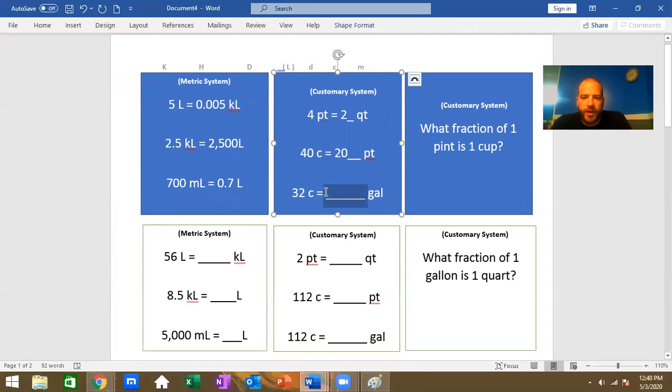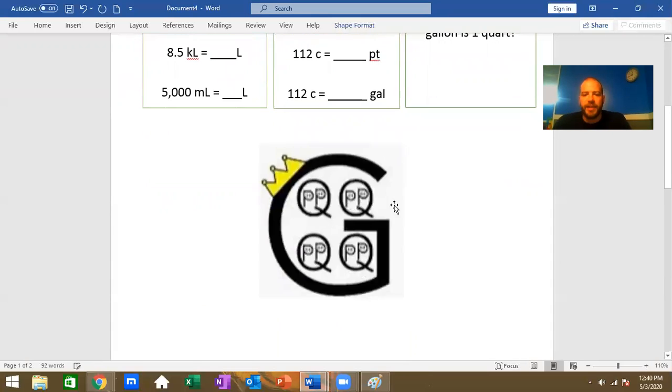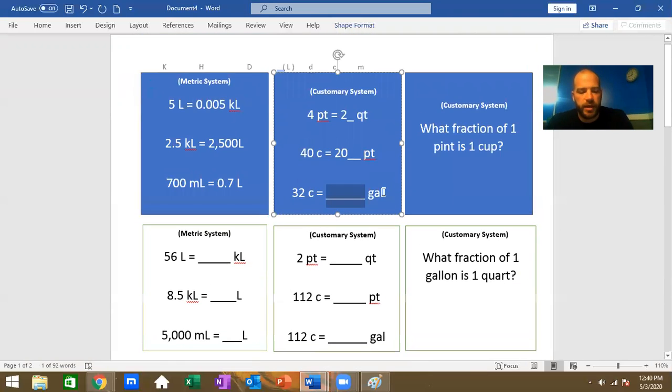And then 32 cups is how many gallons? Well, in the kingdom of Gallon, there's 16 cups. So if you have 2 16s, that's 32.